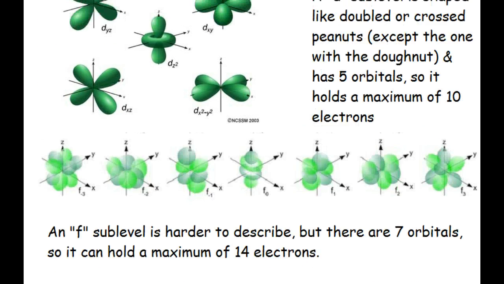And then F, they're a little strange. You kind of think of them as flowers, though a couple of those don't exactly look like that. But there are 7 of them, and so an F sublevel can hold a maximum of 14 electrons.